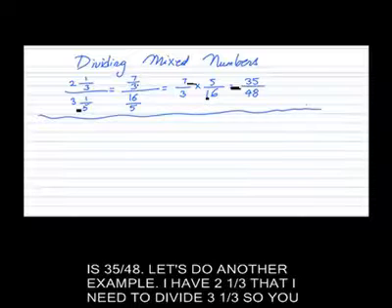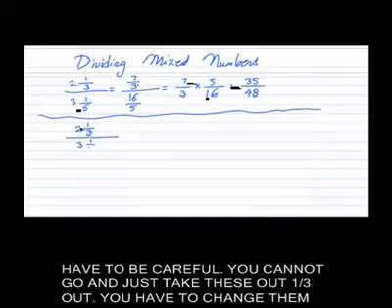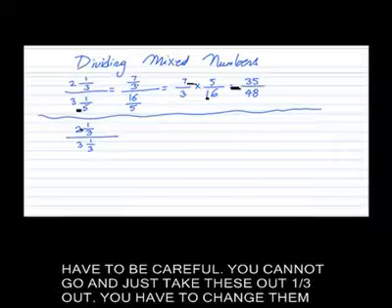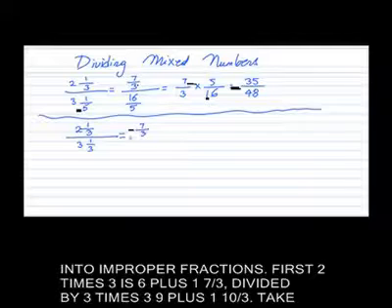Let's do another example. I have 2 1/3 that I need to divide by 3 1/3. So you have to be careful. You cannot just take the 1/3 out. You have to change them into improper fractions. First, 2 times 3 is 6 plus 1, 7/3, divided by 3 times 3, 9 plus 1, 10/3.